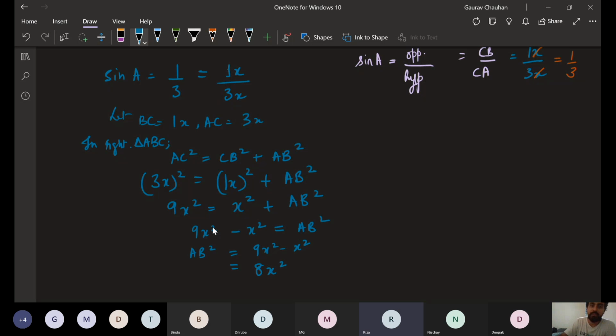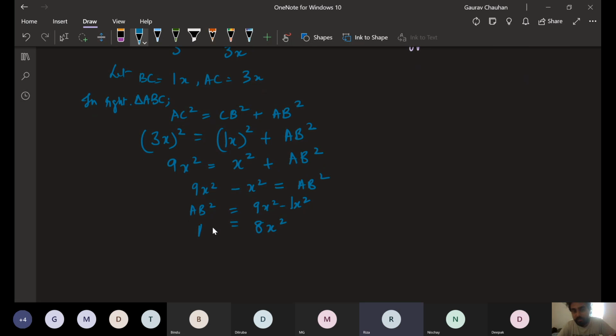How did 8x square come? 9 apples minus 1 apple is 8 apples. Yes, sir. x square is the apple here. 9x square minus 1x square is 8x square. Now continue. This is going to be interesting. Sir, AB is equal to root over 8x square. Root over 8x square. Perfect. Okay. Can you at least simplify this a little bit further?